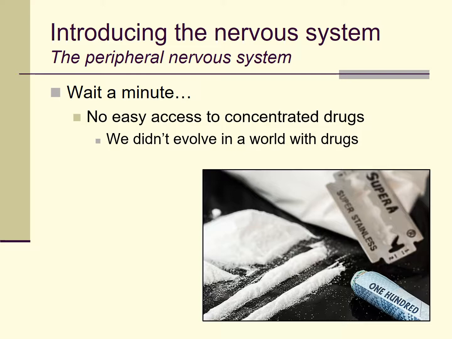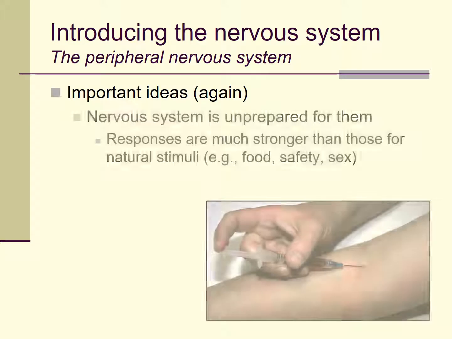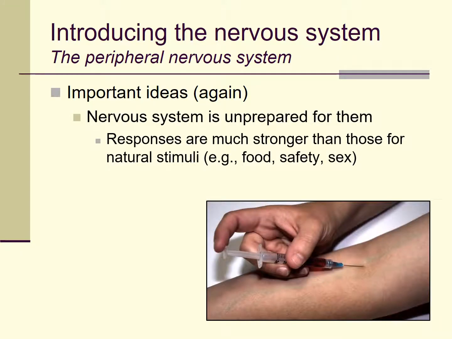So nowadays we have access to drugs which are much, much more concentrated and powerful than anything we as humans and as animals have ever grown up with, so to speak, in terms of our evolution. Just to repeat that idea, the nervous system, in a sense, is unprepared for drugs. It isn't prepared by its own evolution for drugs, and thus the responses we see to many drugs are often much stronger than the responses we would see to natural stimuli, which might activate our peripheral nervous system or our central nervous system.